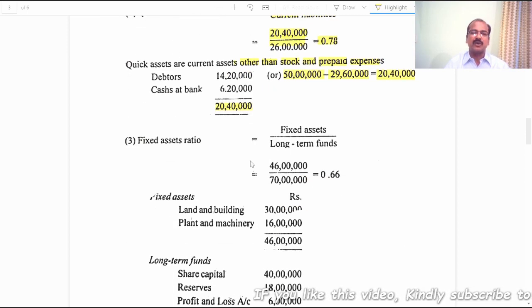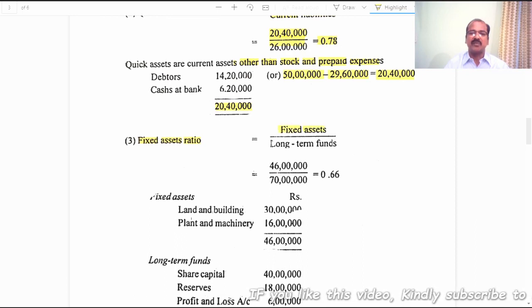The next ratio calculated here is fixed assets ratio. Fixed assets divided by long-term funds. Regarding fixed assets, we found two items in the balance sheet. One is land and building, the other one is plant and machinery. The total of them comes to 46 lakhs.